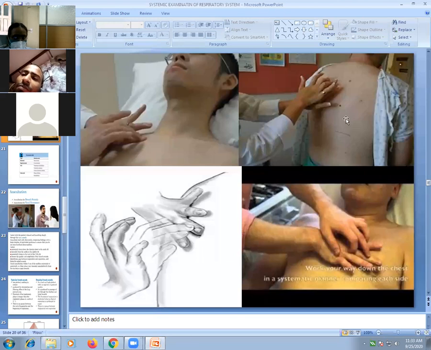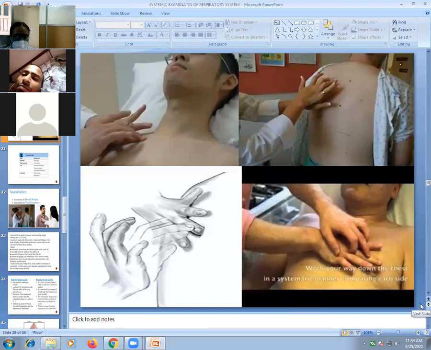This is the way of percussion. In that way you have to percuss the whole chest. This is the second intercostal space, then third intercostal space, then fourth intercostal space, like that. Right side, left side, laterally, and then at the back. So you have to percuss the whole chest, anteriorly, the axillary area, as well as posteriorly. And this is the method of percussing.